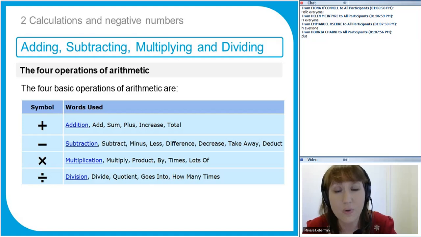Another word to look out for is share. So if something is shared between, if you're given an amount of money and it's shared between 3 people, then that means you need to divide by 3. Especially if it's shared equally, that's important as well. So an amount is shared equally to divide.